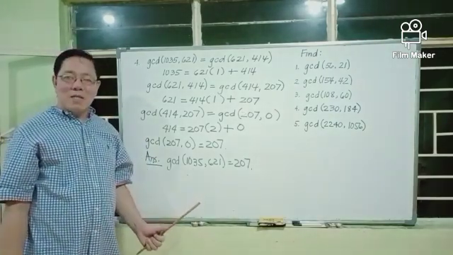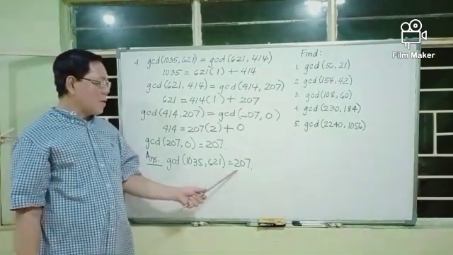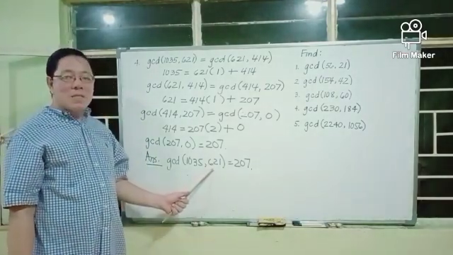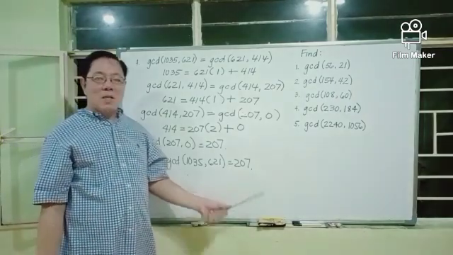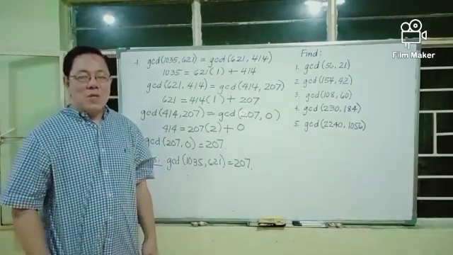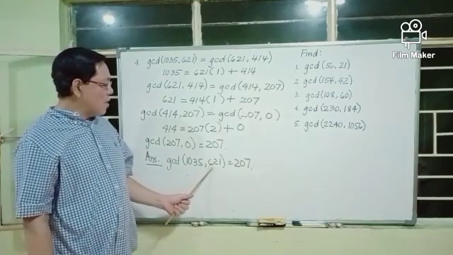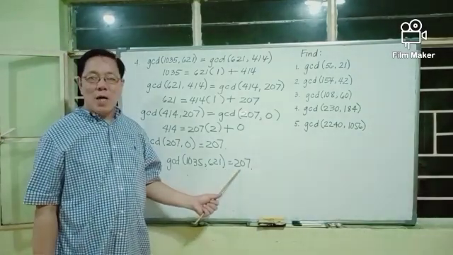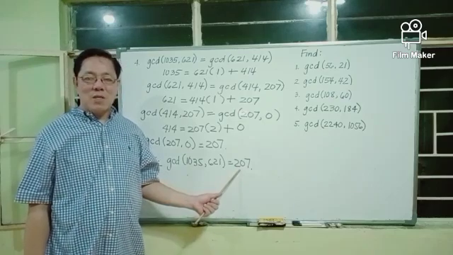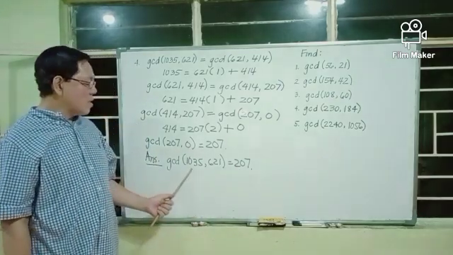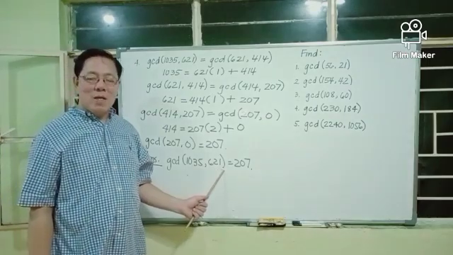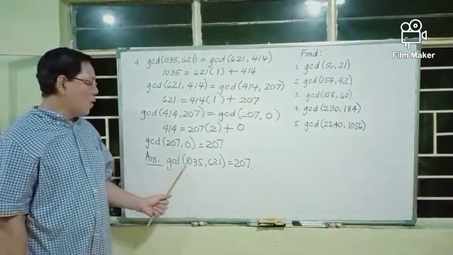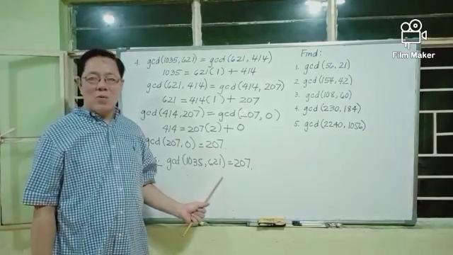And you can check your answer. You divide 1035 by 207, the remainder must be 0. Also, if you divide 621 by 207, the remainder must be 0, which means that 1035 and 621 are exactly divisible by 207, and 207 is the largest positive integer that can divide 1035 and 621. And we call 207 the greatest common divisor of 1035 and 621.